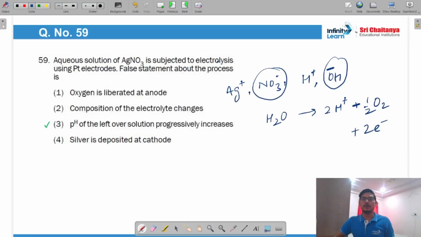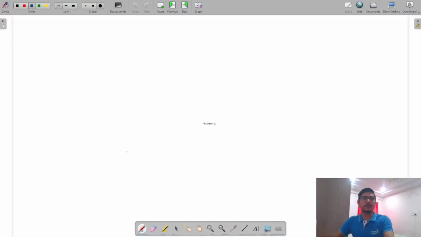Alright guys. Now if you see, the pH of the solution is decreasing with time. So this is an incorrect statement. All others are correct, right? Composition will change because it is electrolysis, and out of Ag plus and H plus, silver ion has higher tendency for reduction. So silver is deposited at the cathode.